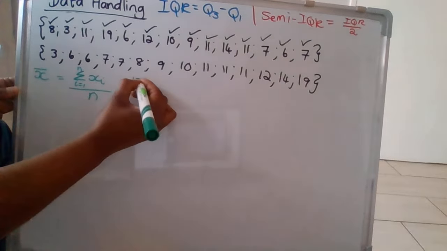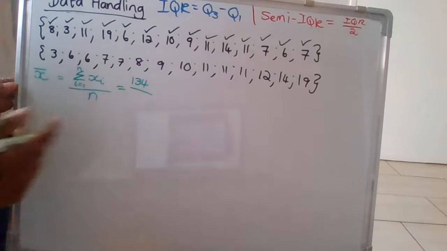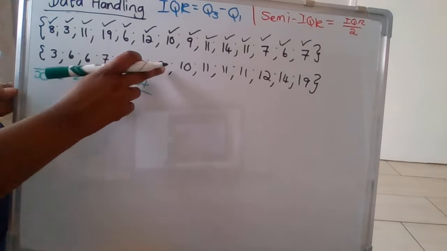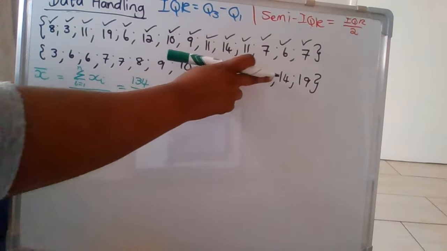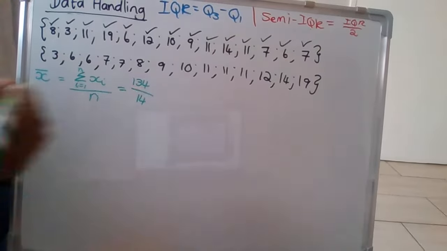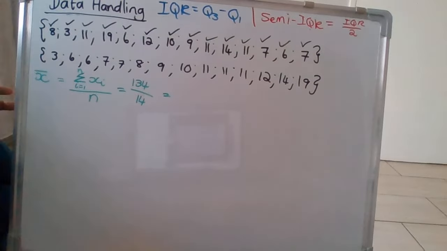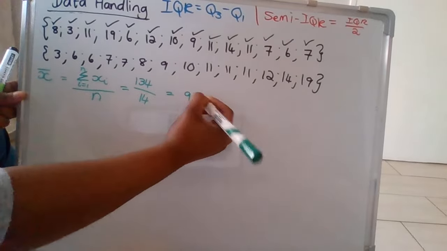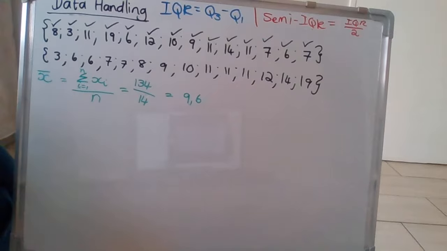134 divided by how many observations are there? 1, 2, 3, 4, 5, 6, 7, 8, 9, 10, 11, 12, 13, 14. So n is equal to 14. So 134 divided by 14 gives me 9.6. So that is my mean. Okay.